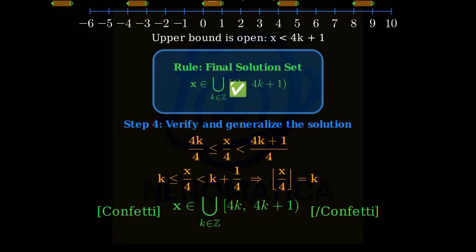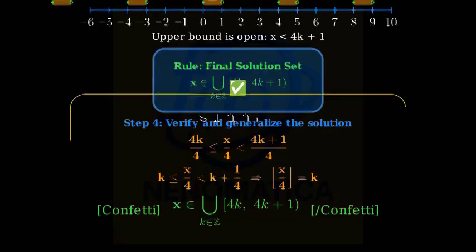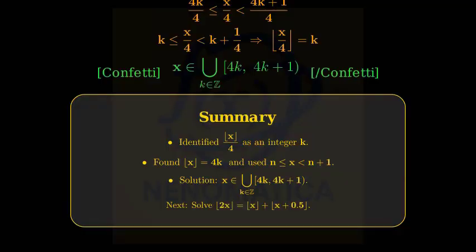To summarize, we define k as an integer to match both sides, deduced floor of x equals 4k, used the floor definition to bound x in the interval 4k to 4k plus 1, and verified the original equation. Here is a concise summary and a suggested next topic.